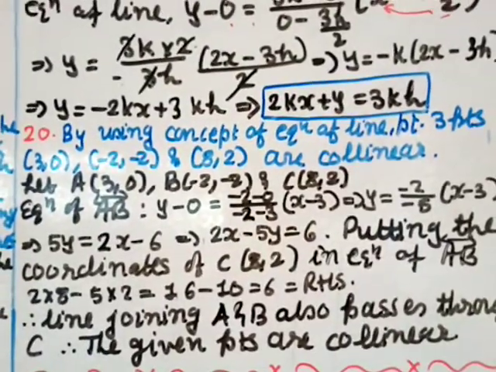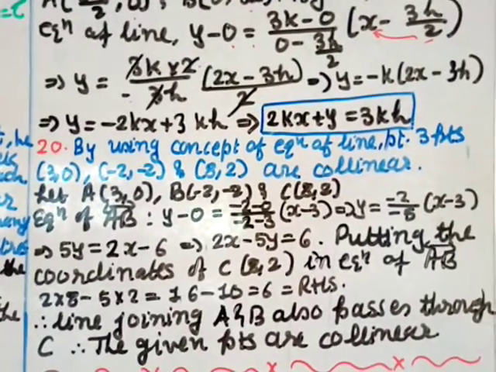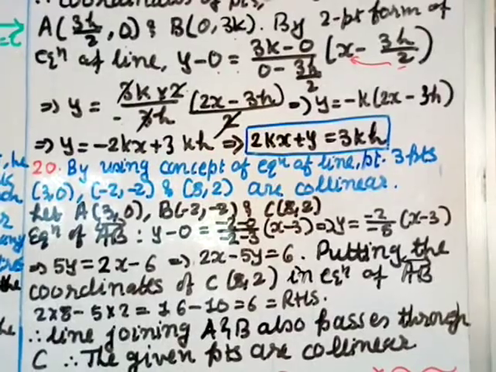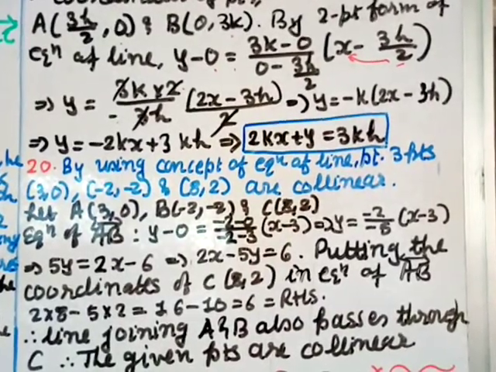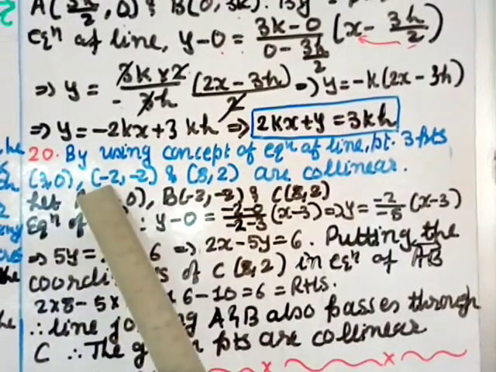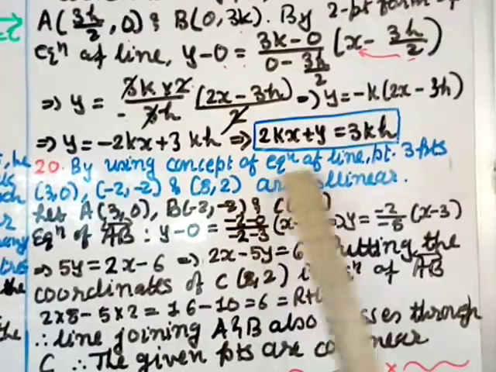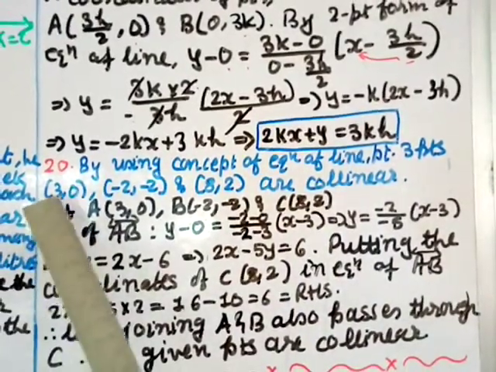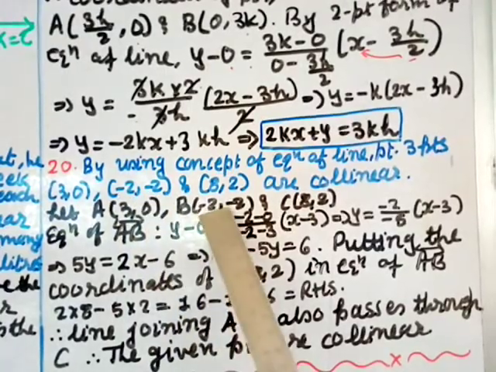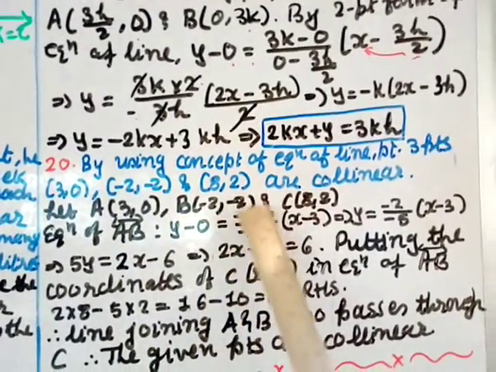Question number 20. By using the concept of equation of line, prove that the points (3, 0), (minus 2, minus 2), (8, 2) are collinear. Okay, you have to show that these are collinear, but you have to use the concept of equation of line. So now call these point A (3, 0), B this is (minus 2, minus 2). Okay, it's not plus 2, minus 2. I think I made a mistake, so it is minus 2, and C is (8, 2).